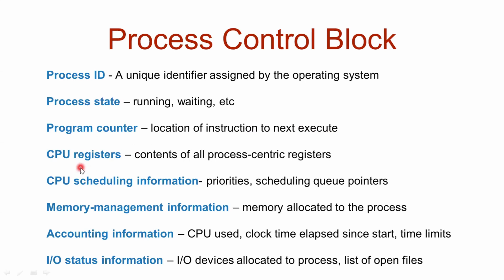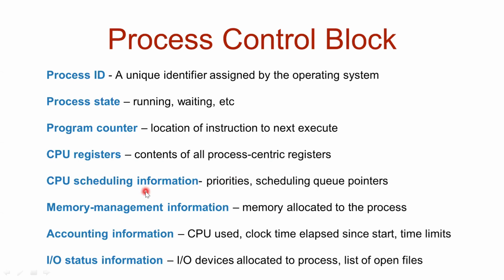Next is the CPU registers. CPU registers include accumulator, base registers, limit registers, and general purpose registers. They contain general processor-centric registers like the accumulator register, general purpose register, and so on.